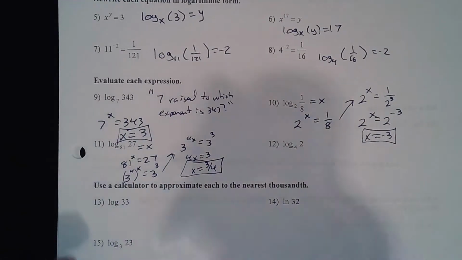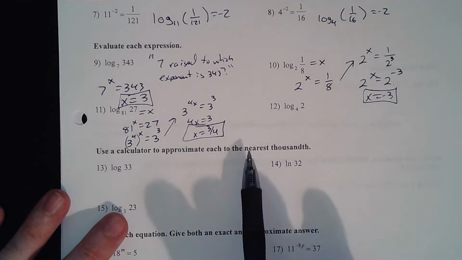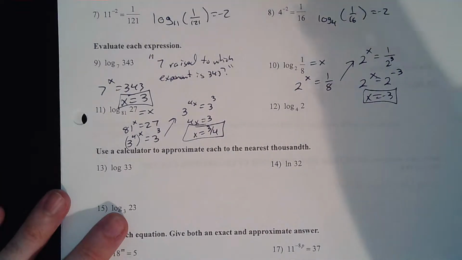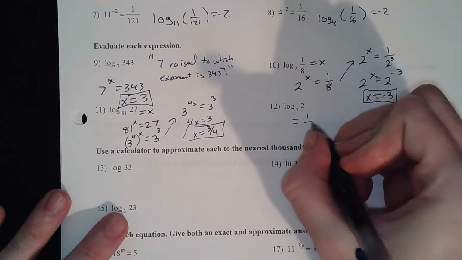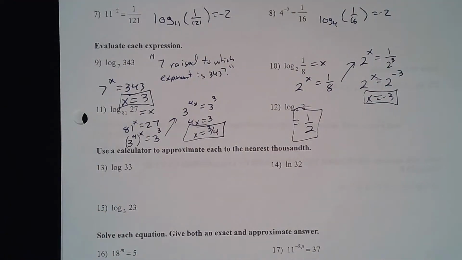You can do exactly the same thing on number 12, or you can kind of just do a little intuition here. It's saying 4 to what power is 2? Well, we know the square root of 4 is 2, so this guy must be 1/2. Hopefully that was easy enough. But number 13, 14, 15, it says use a calculator to approximate. That's literally all we have to do.